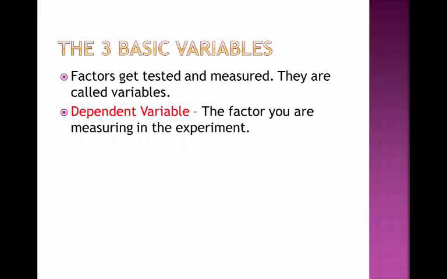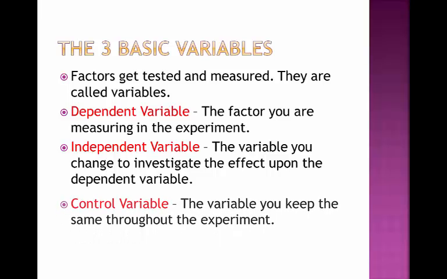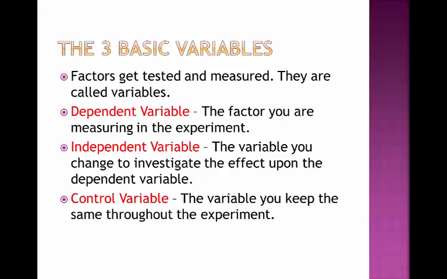So the first of them is the dependent variable. Now this is the factor that you're going to be measuring in the experiment. The independent variable is the variable that you're changing to investigate the effect upon the dependent variable. On a graph, remember, the independent variable always goes along the x-axis and the dependent variable goes along the y-axis. Okay, so we've got this. The third basic variable is that of the control variable. Now this is the variable that you're going to keep the same throughout the whole experiment.